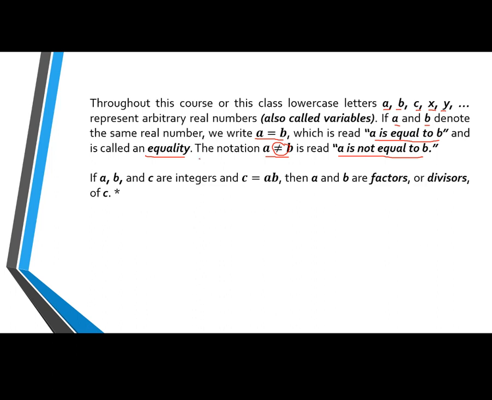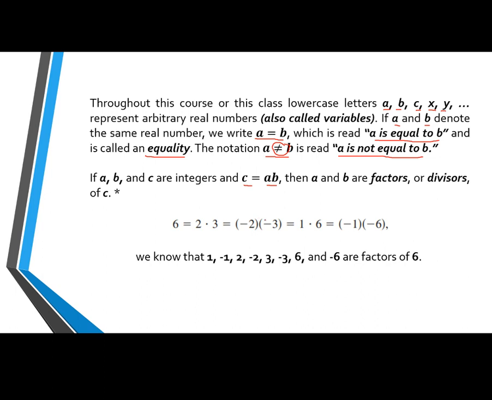Okay, so if A, B, and C are integers and C is equal to AB, then A and B are factors or divisors of C, right? For example, 6 is equal to 2 times 3, or 6 is also equal to negative 2 times negative 3, okay, multiplication of negative signs are positive, and it is also equal to 1 times 6, or negative 1 times negative 6. So we know that these numbers 1, negative 1, 2, negative 2, 3, negative 3, 6, and negative 6 are factors of 6.